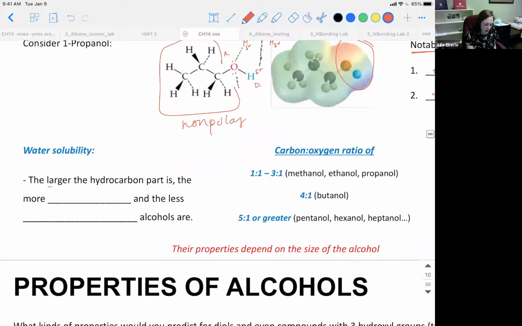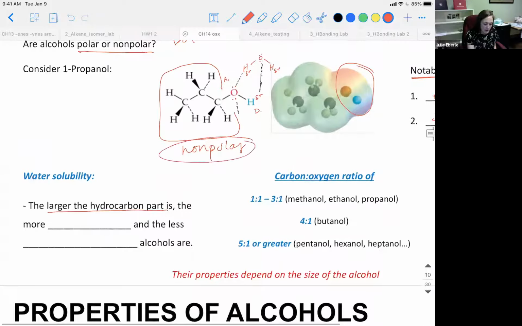So basically what happens, the larger the hydrocarbon part is, so basically this. So if we had this chain extending, if it's really long, the larger that is, the more alkane-like it is. Okay, alkanes are nonpolar. So the longer this hydrocarbon portion is, the more nonpolar the molecule becomes. The nonpolar region kind of takes dominance and directs how the alcohol behaves. And the less water soluble alcohols are. Does that make sense?